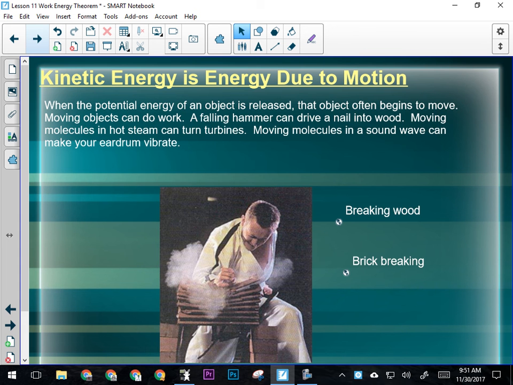All right, so I'm going to show you here, guys, just a couple of examples of using kinetic energy to do work. I'm going to show you the guy who currently holds the world record for breaking sidewalk blocks with his bare hands. It's like 27 or 28 sidewalk blocks stacked. Now in order to pull that off, obviously you have to have practiced a lot, but you also have to have the right technique.